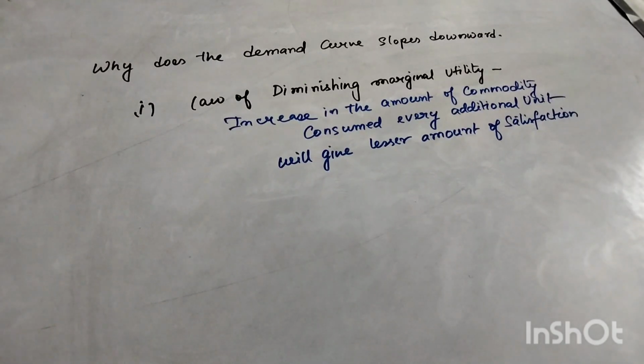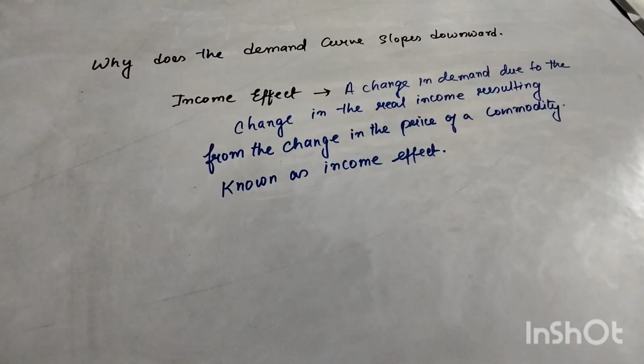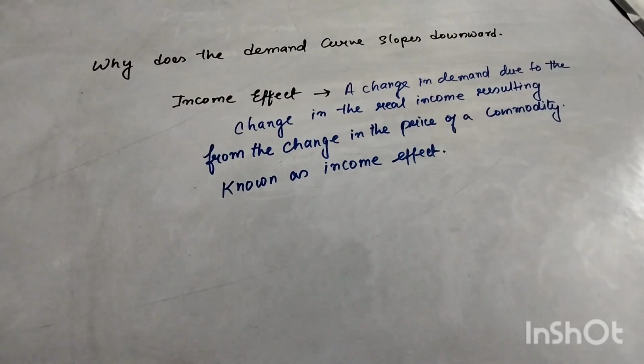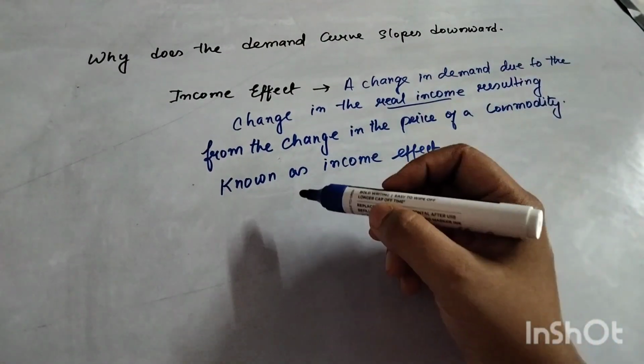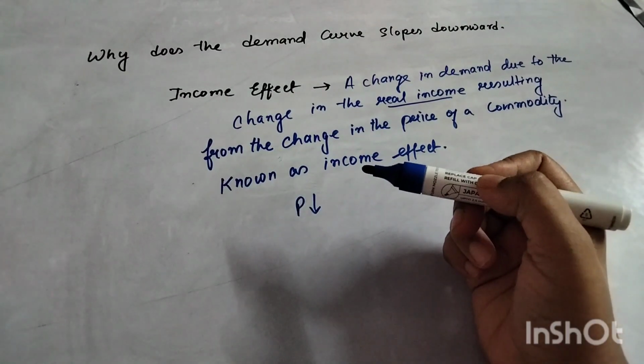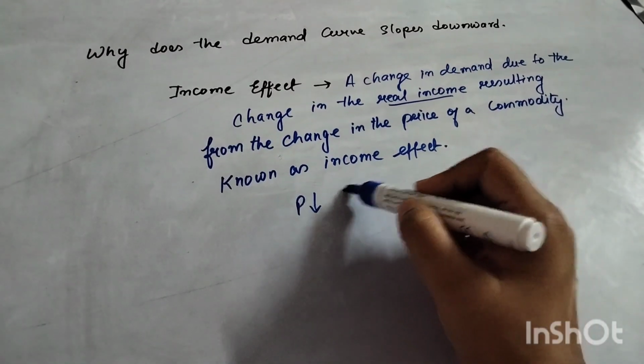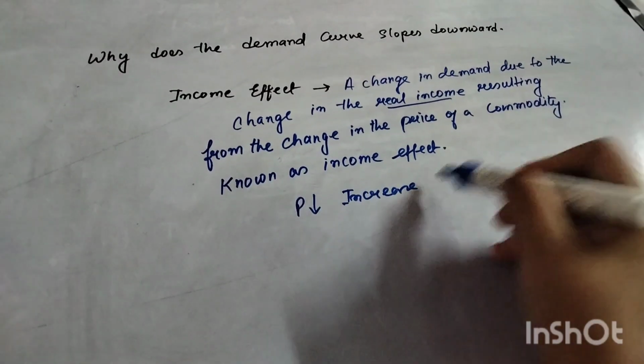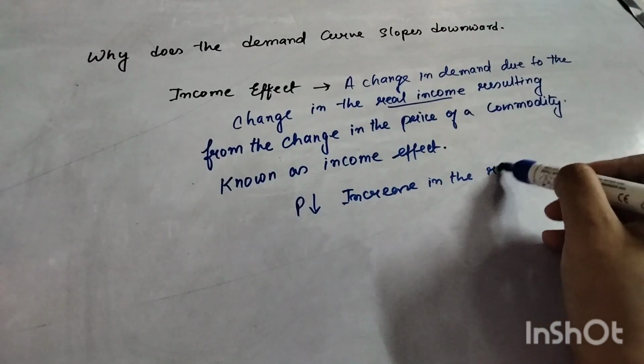Next is the income effect. What is this income effect? A change in the demand due to a change in the real income resulting from the change in the price of a commodity is known as the income effect. Now what is the meaning of the word real income? Real income means when there is a fall in the price of a commodity, then there will be an increase in the real income.